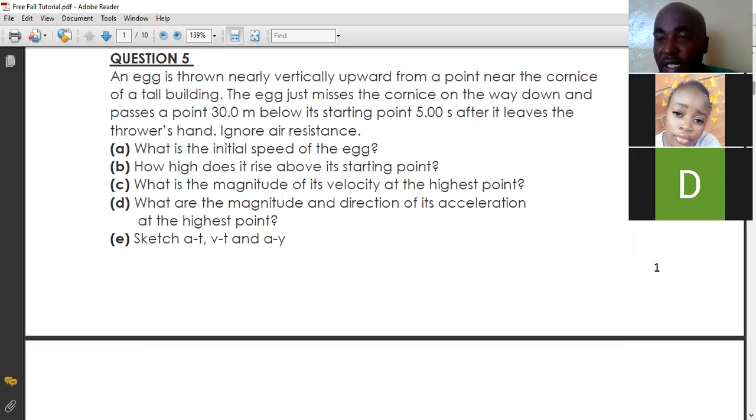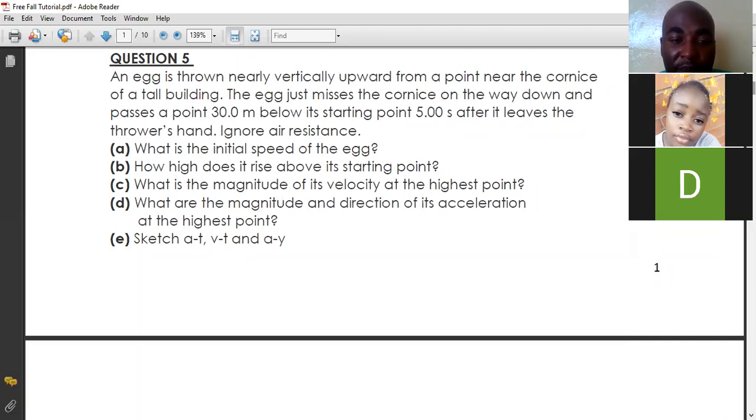If there's air resistance, then definitely you know that it's calculus, because it means you have to integrate and differentiate. So A, what is the initial speed of the egg? B, how high does it rise above the starting point? C, what's the magnitude of its velocity at the highest point? D, what's the magnitude and direction of the acceleration at the highest point? So D should be the simplest.